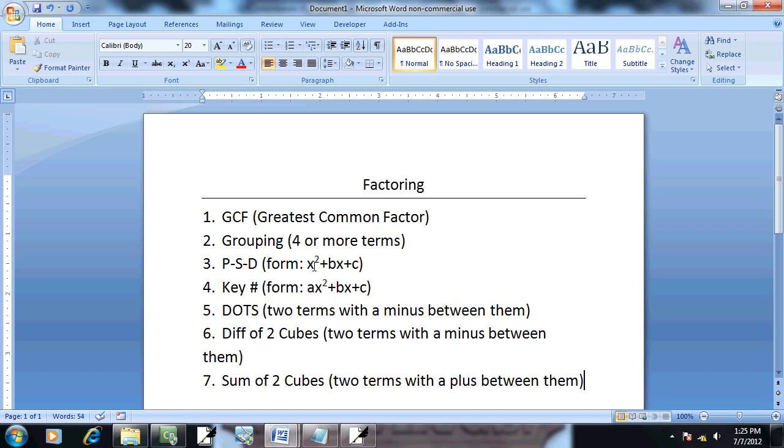Now, on the PSD and key number, the key part is that on PSD, you have an x squared, x, no number before the x squared. Now, you can have any variable there. Don't have to have x's. For the key number, the important part there is you have an x squared, x, no x, and there's a number before your x squared.